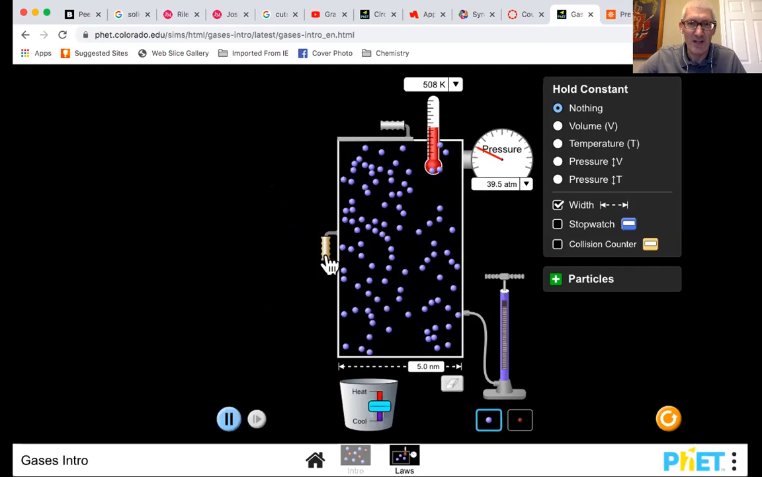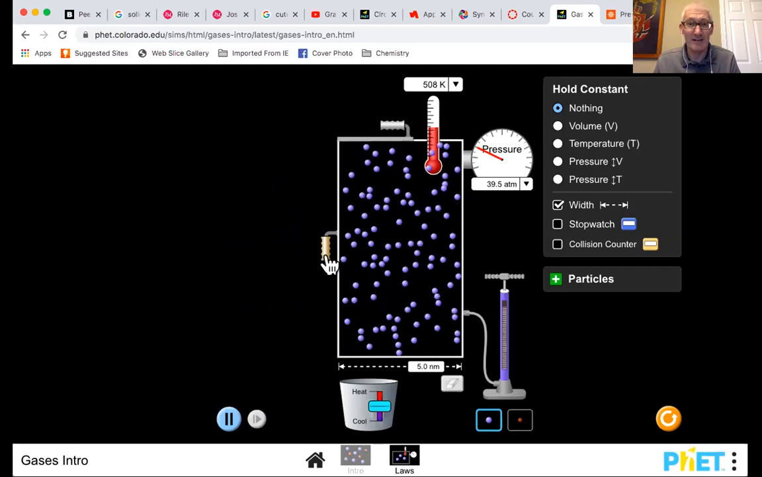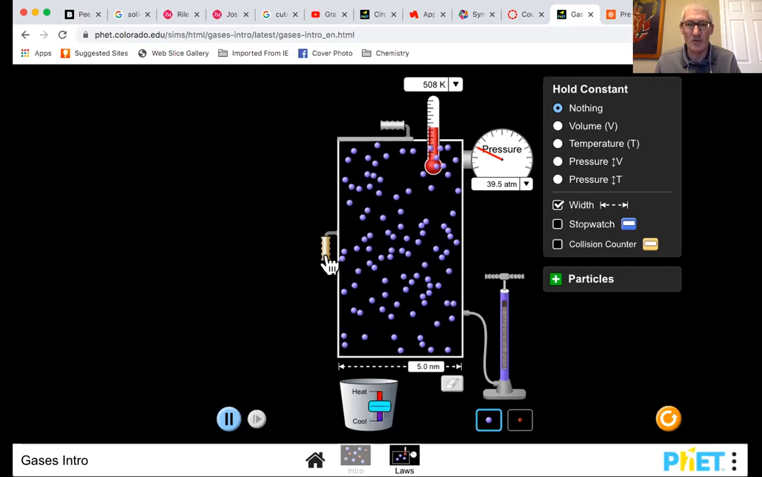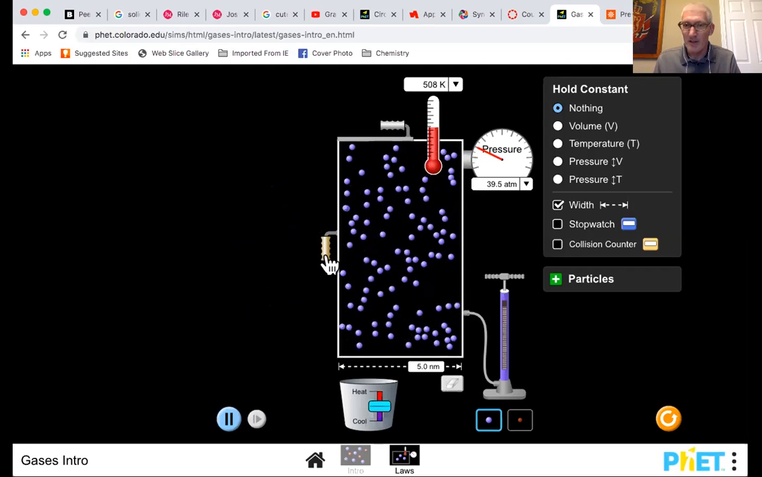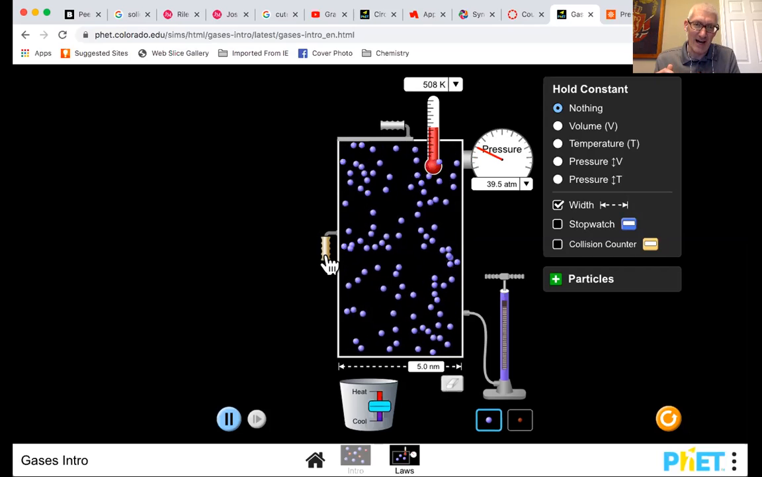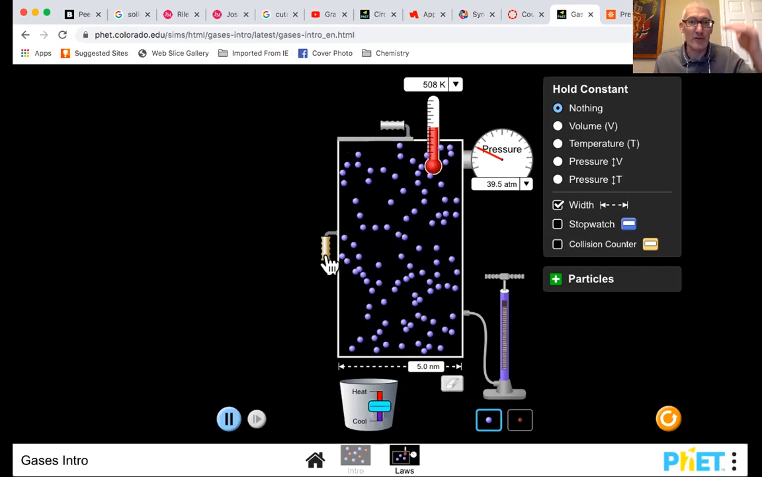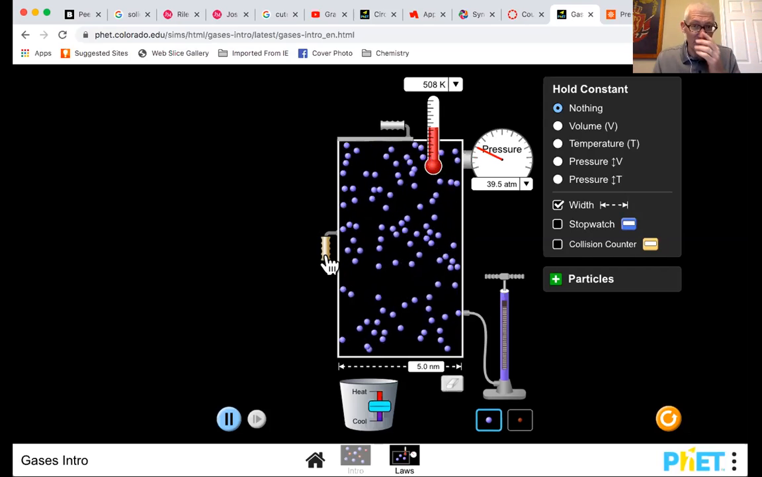And so when they collide against the walls of the container, there's more collisions. I think I said that the pressure was 20. Hopefully you guys see now that the pressure is 40. So we've got this relationship where the one thing went down by a half, it was divided by two, and the other thing went up by two. So there's this nice up and down relationship going on.